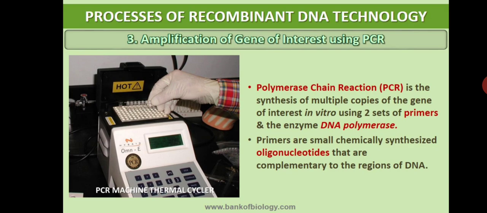Understood? This gene amplification process is achieved by following a technique called polymerase chain reaction. The multiplication of the desired gene can be carried out by the technique called PCR, and this technique was discovered by Kary Mullis of Cetus Corporation, USA in 1985.